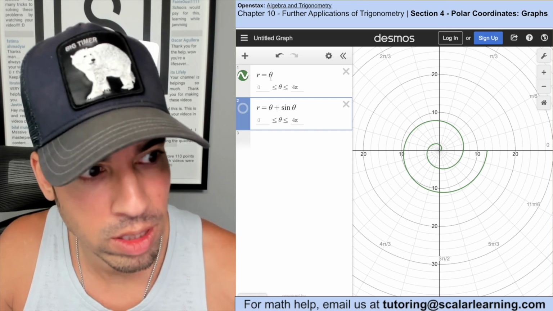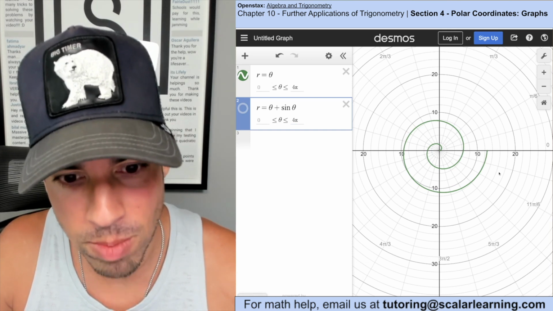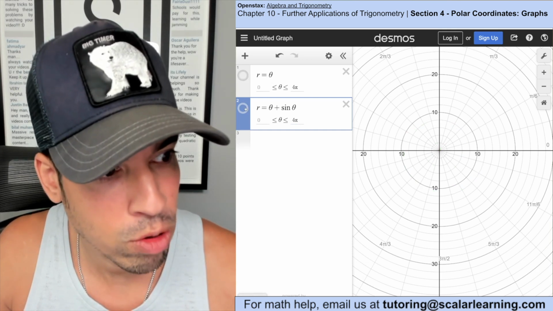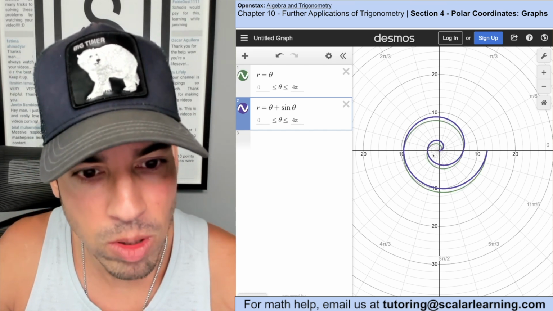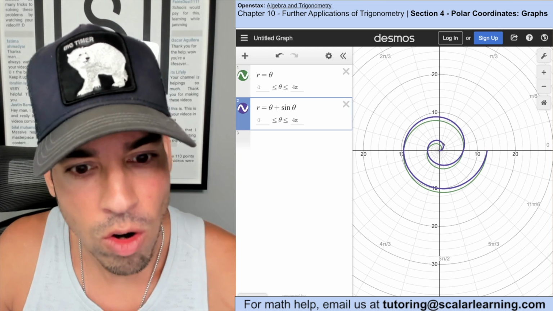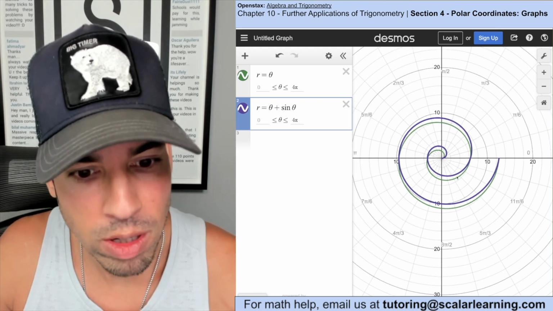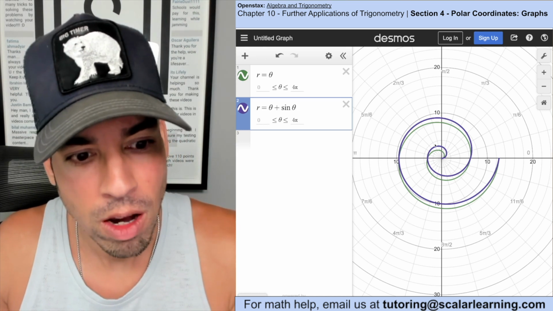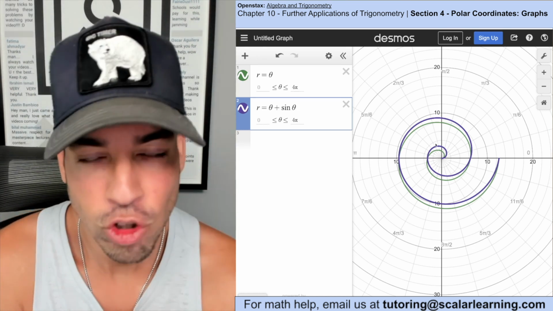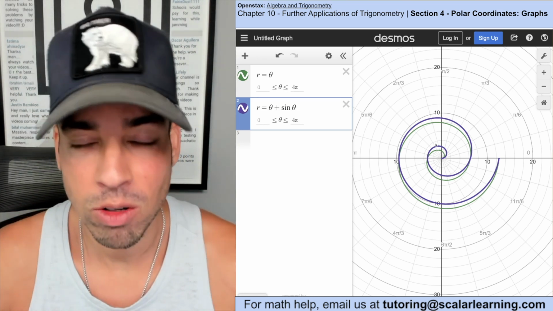You see the green one, the top one, r equals theta. That's a nice Archimedes spiral. And the purple is also a nice Archimedes spiral. So they're quite similar. What you can see is that it almost looks like the purple one is shifted up a little bit. So they're very similar, but there's just a slight transformation, but definitely both Archimedes spirals. That's how you do it.